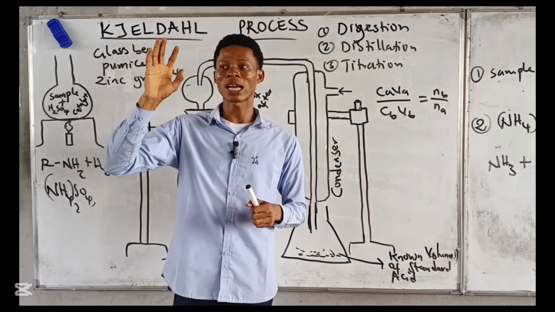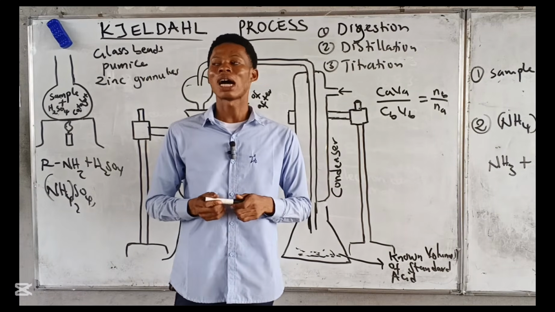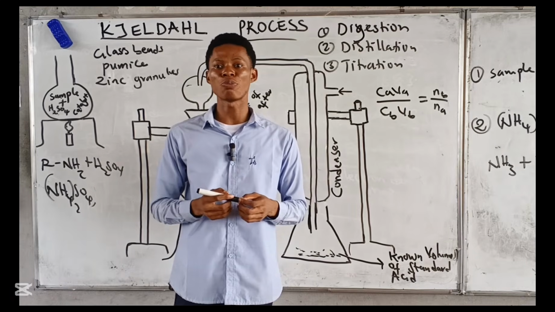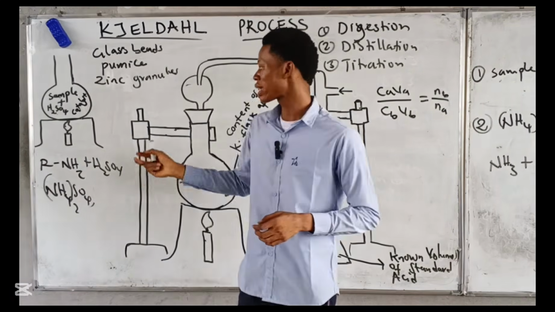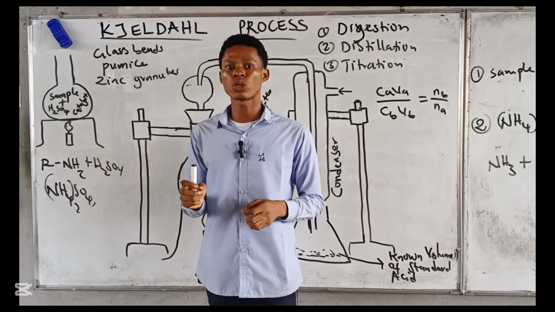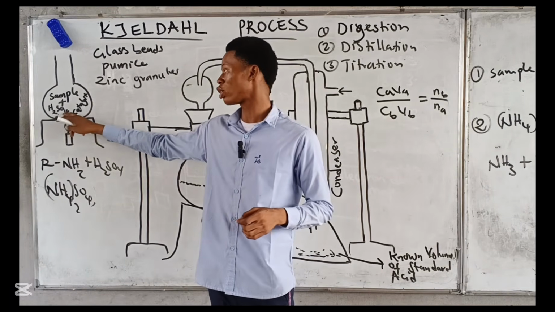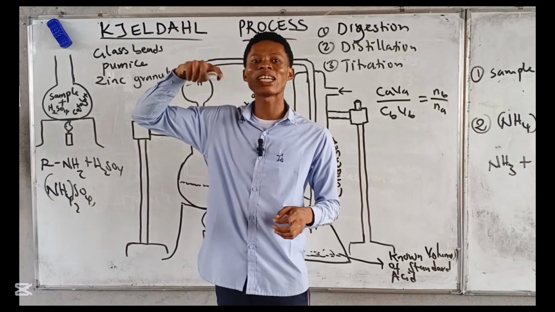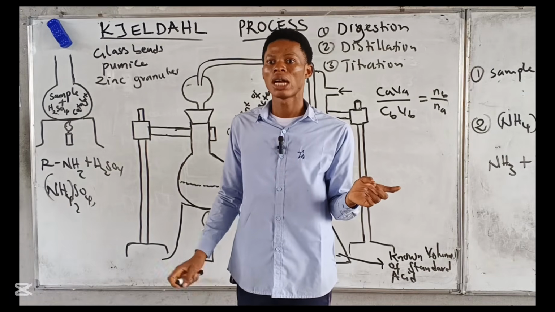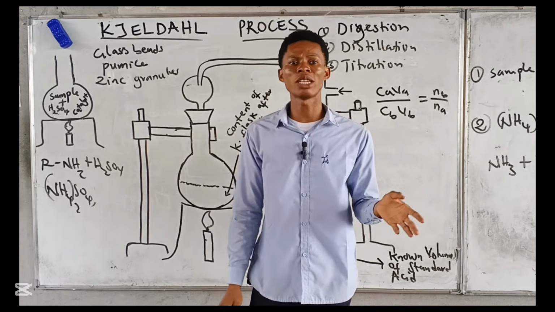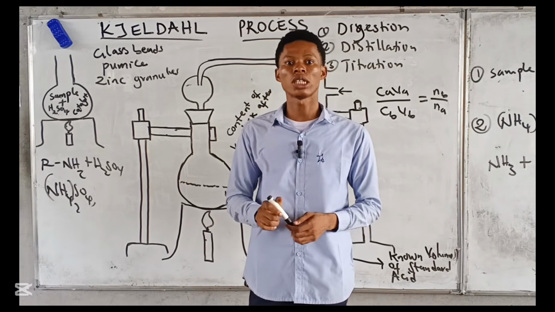Digestion, distillation, and what? Titration. And now the principle, what can you say about the principle? The principle is based on the fact that when nitrogen-containing samples react with sulfuric acid, all the nitrogen inside is converted to what? Ammonium sulfate. And that ammonium sulfate can pass through the remaining phases, and we use that to determine the concentration of nitrogen in that substance.